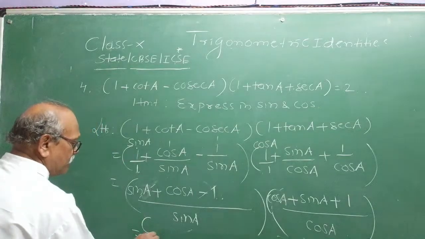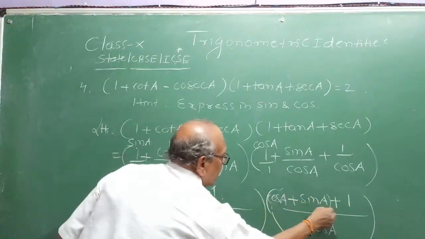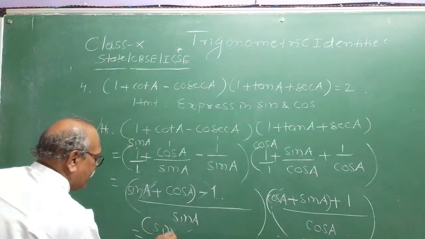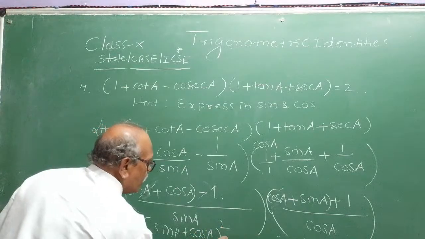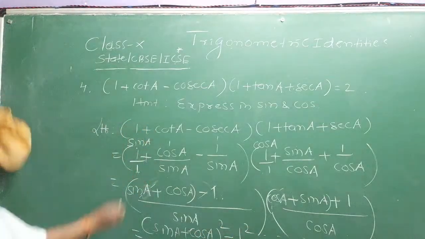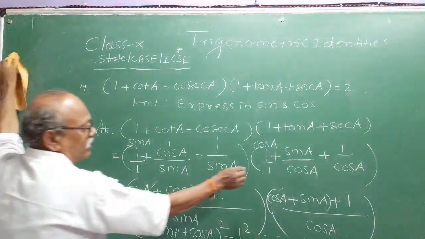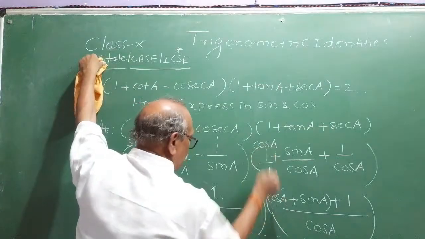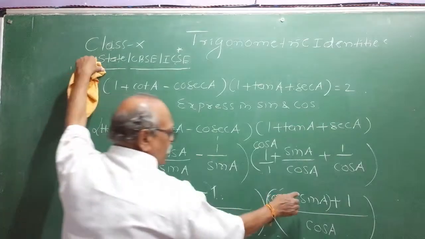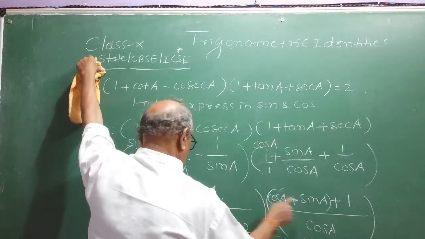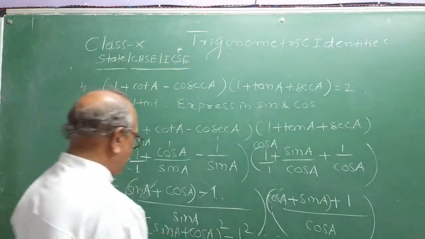You can write it as A minus B into A plus B. You will get sin A plus cos A whole square minus 1 square. So here we have taken LCM sin A, 1 into sin A we have to write. Here you have taken LCM cos A, 1 into cos A I will write. Therefore sin A plus cos A whole square, A minus B, A plus B. You can take it as A square minus B square, expand it.